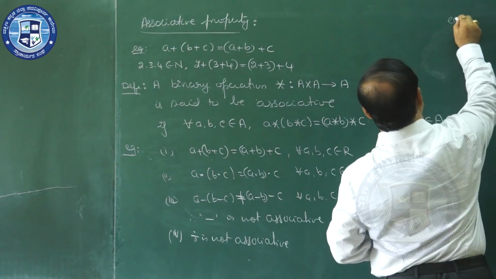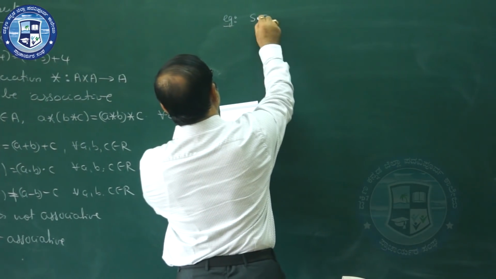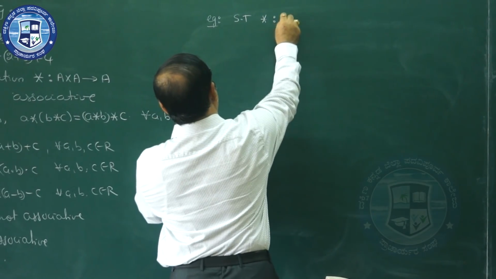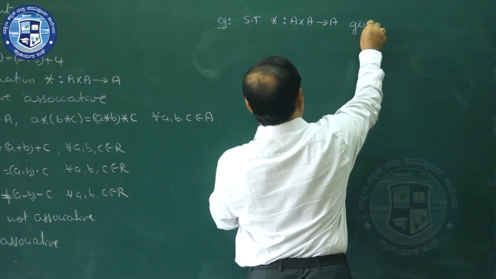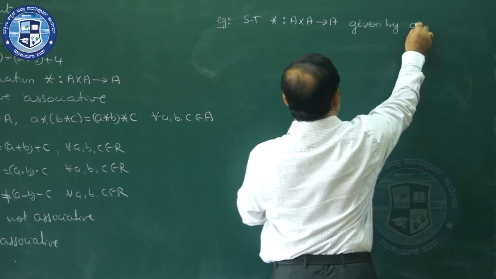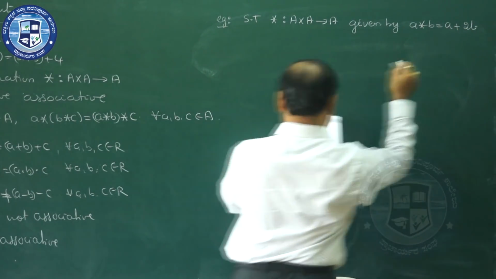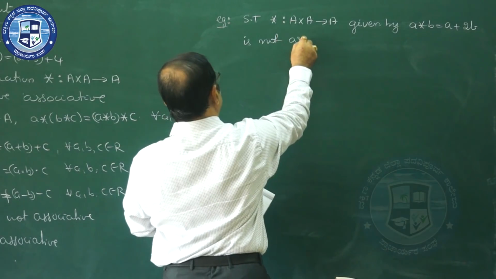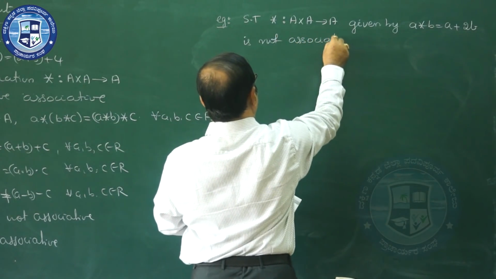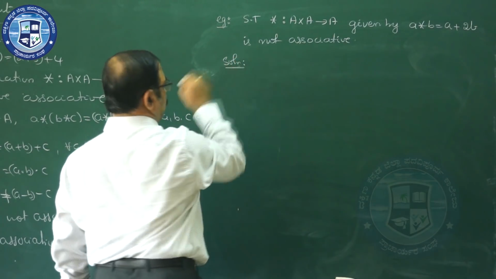I'll give you one example now. See, show that star from A cross A to A given by A star B equal to A plus 2B is not associative.